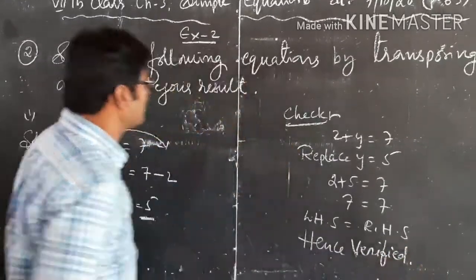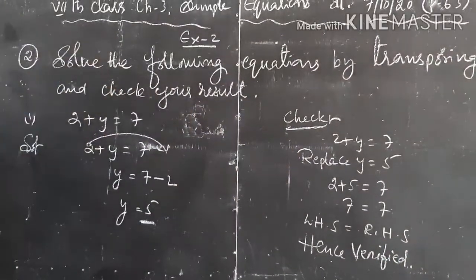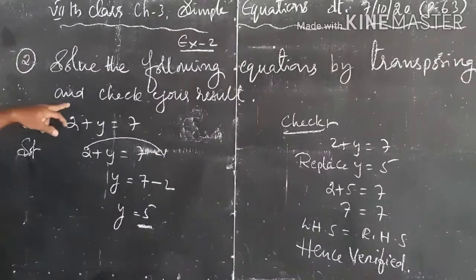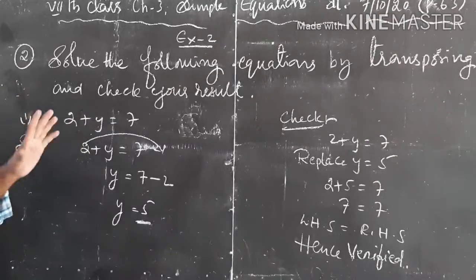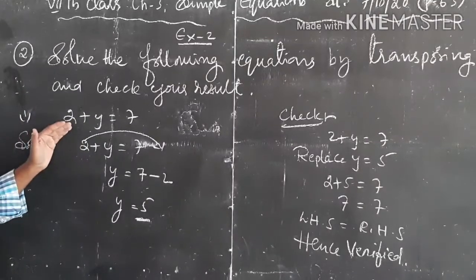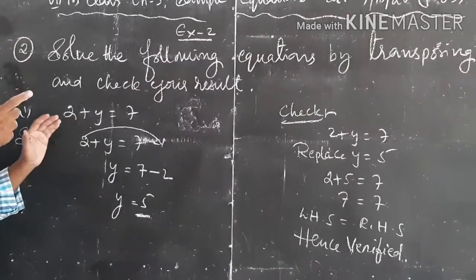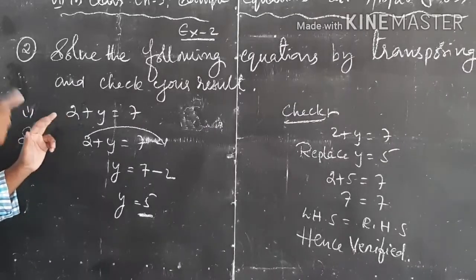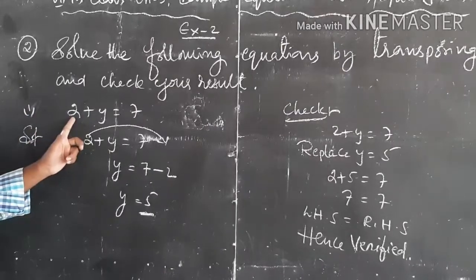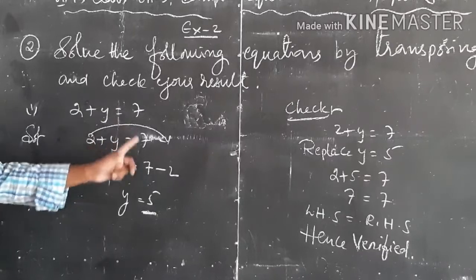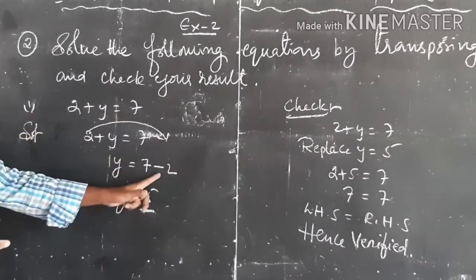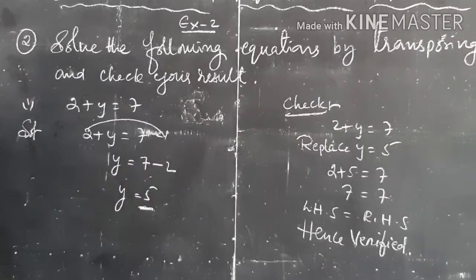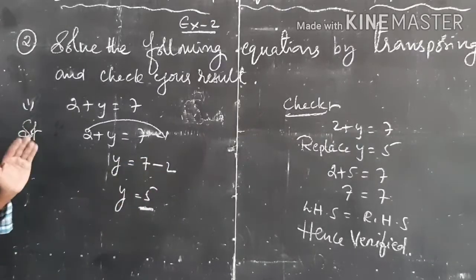Once again I will explain. Listen. Solve the following equations by transposing the terms and check your result. What is the first question? 2 plus y is equal to 7. When transposing terms, plus goes to minus, minus goes to plus, multiplication goes to division, and division goes to multiplication. Here plus 2 is given. Right hand side as it is. Plus 2 goes to the right hand side, so minus. y is equal to 7 minus 2, which is 5. y is equal to 5.